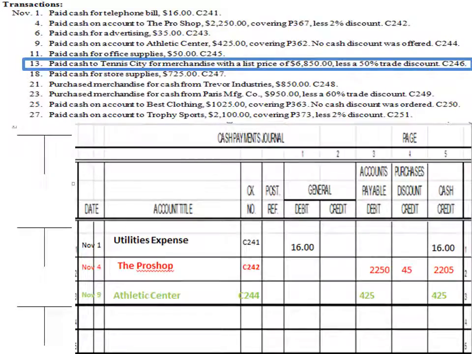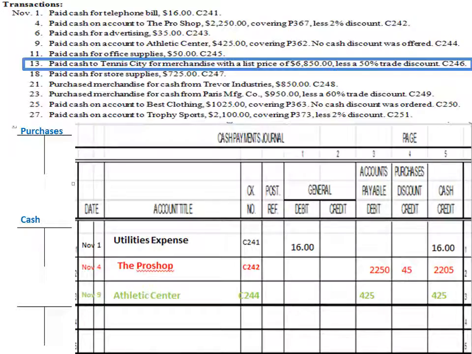So let's take a look at one last one. We paid cash to Tennis City for merchandise with a list price of $68.50, less a 50% trade discount. So I'm going to use my purchases account, because we didn't purchase merchandise on account, we purchased merchandise for cash. Okay, so purchases are a cost account. Remember, they act very similar to an expense account. So they're going to have a debit balance and then cash payments will have a credit balance.